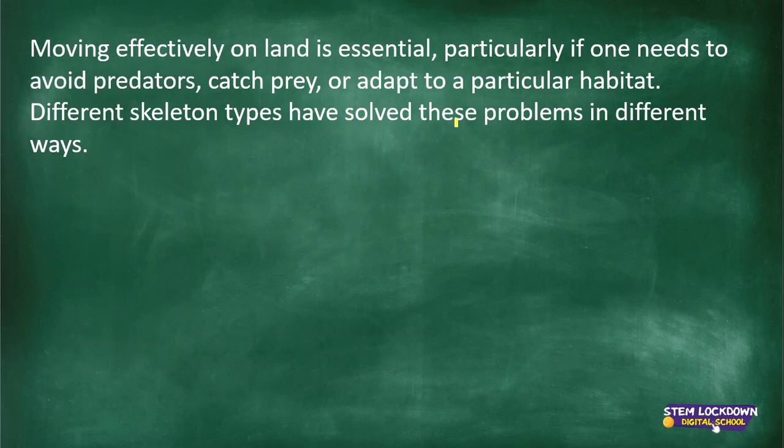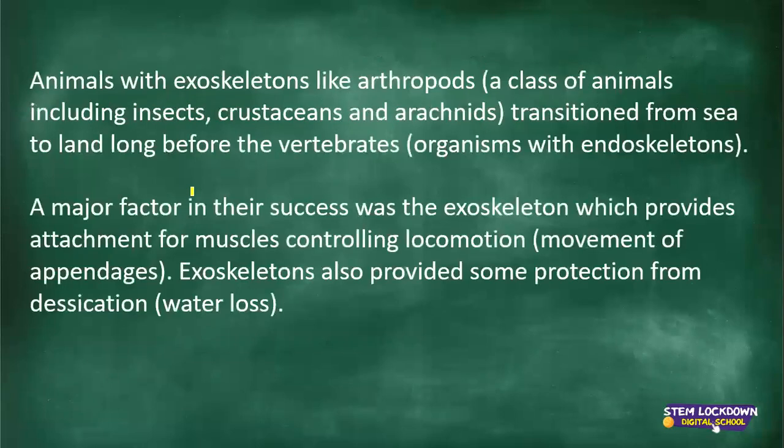Different skeleton types have solved these problems in different ways. So different organisms have solved them in different ways, ne? Because it needs to fit that particular organism and where it's based and what it's faced with. So animals with exoskeletons, like arthropods. Arthropods is a class of animals including what? The insects, the crustaceans, and arachnids. They transitioned from sea to land long before the vertebrates, which are the organisms with the endoskeleton.